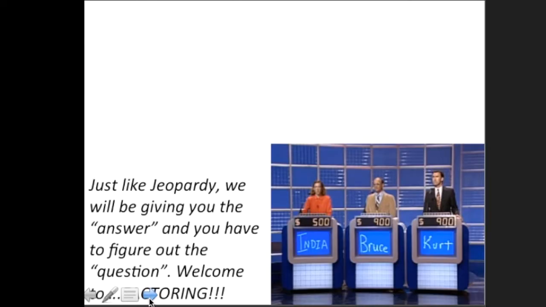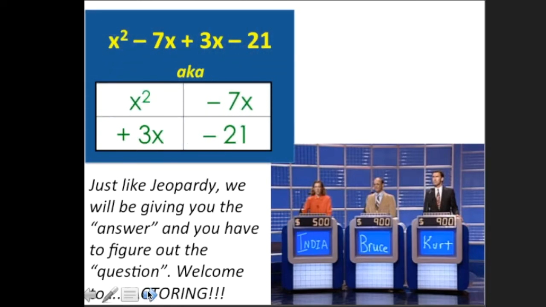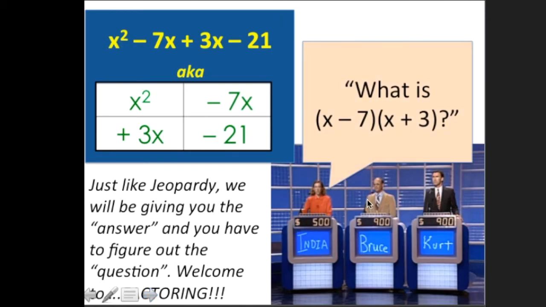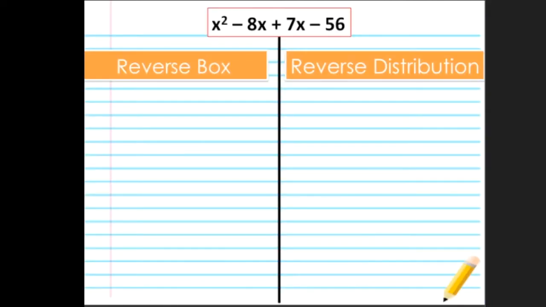So basically what we're doing now is just like Jeopardy. We're giving you the answer, just like in Jeopardy. We give you what it is after you distribute, and what we want you to figure out is, what was that original problem? Well, the original problem was x minus 7 times x plus 3. Just like Jeopardy, if you watch it. Okay, so here's another example.